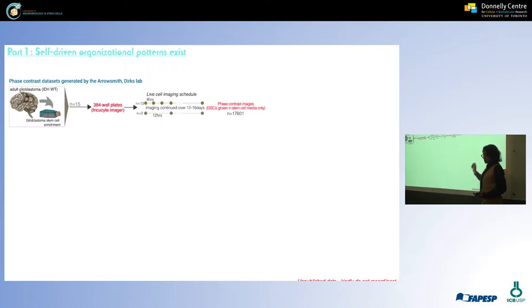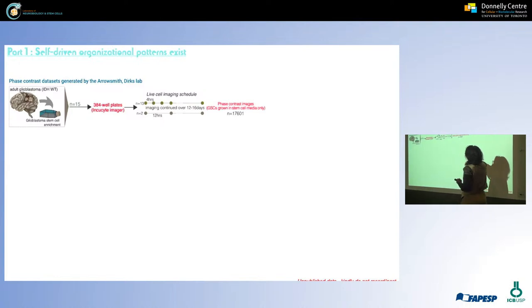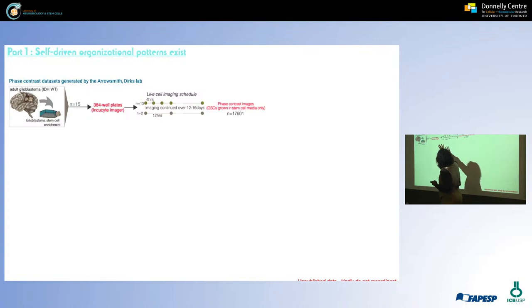So it is proven to enrich for neural stem cells, and it's just mimicked for GBM, all right? So we enrich for these stem cells, and then we plate them into 384 well plates, all right? So I was totally blind to this experiment. I was not part of this. So they plated it, and then they imaged it over 12 to 16 days over different time points.